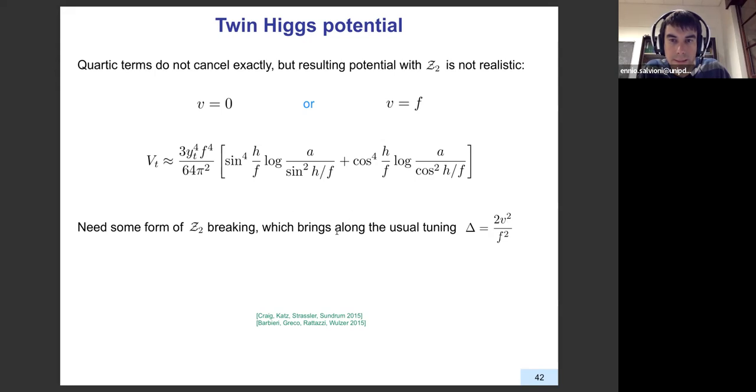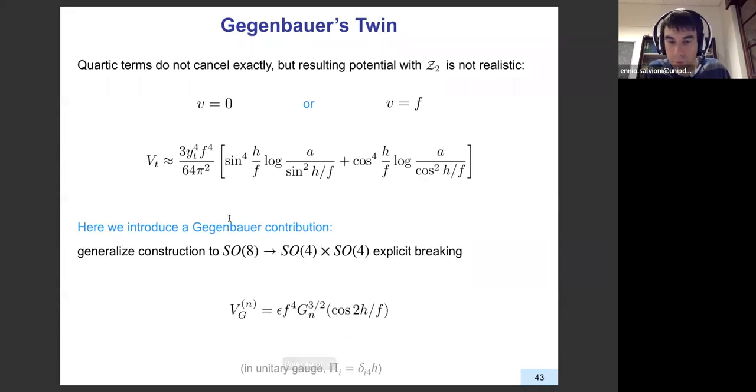That's the status. And so what we did was simply to say, okay, let's take this potential, and instead of adding a Z2 breaking, let's add a Gegenbauer contribution. It's very similar to what I said before. The only technical difference is that now the explicit breaking is of SO8 down to SO4 squared. In particular, this potential that I'll be using actually preserves the Z2. For even n, the potential is also respecting the exchange symmetry.